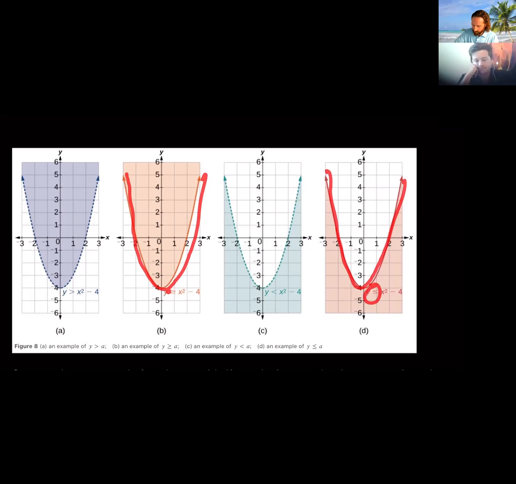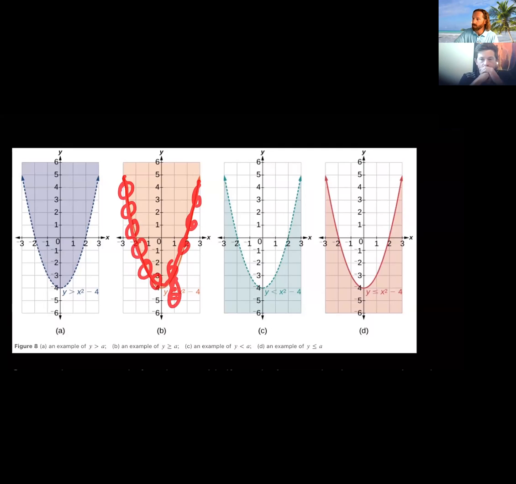Greater than or equal to? Not greater than, not less than, but when it's equal to. Just like if it didn't have that and it was just equal to, that's all we would have drawn. Because every single one of these points, x, y, is where it would be true. It would be equal. Right? Like 0, negative 4 is the easiest one to see. Or 2, 0. Or negative 2, 0. If you plug those things in, you would get exactly the same thing on the other side.